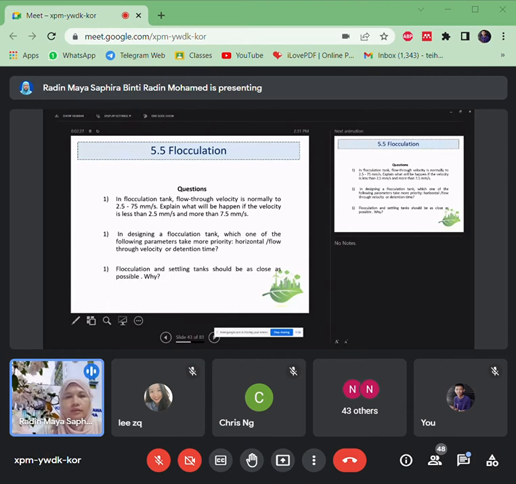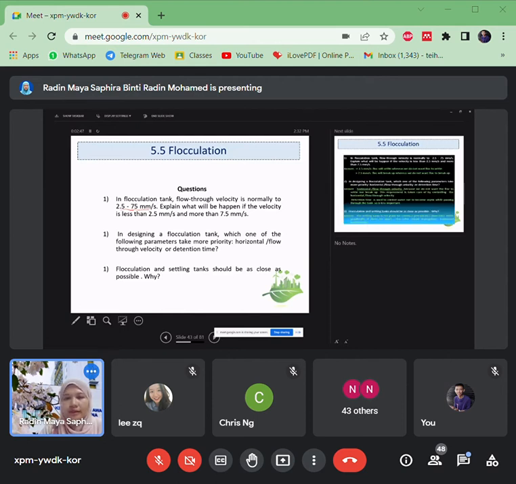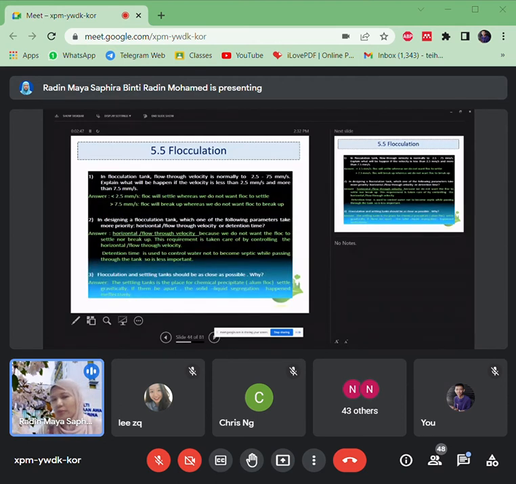So these are the few questions. Right, in a flocculation tank, flow through velocity is normally in this range. Taklah tinggi sangat, not really high, because we want to encourage the formation of the flock. So what happens if the velocity is less than 2.5 or more than 7.5? Dia ada macam jawapan dia. Okay. Jawapan aku dah ada.